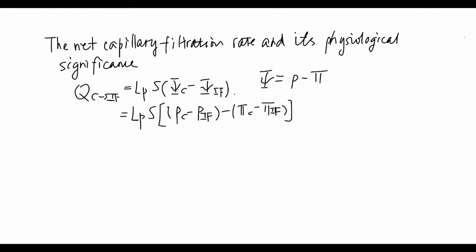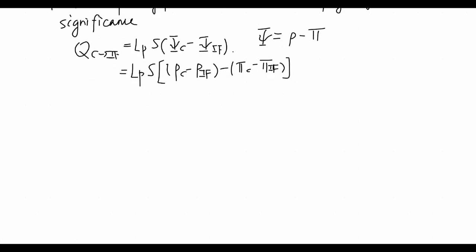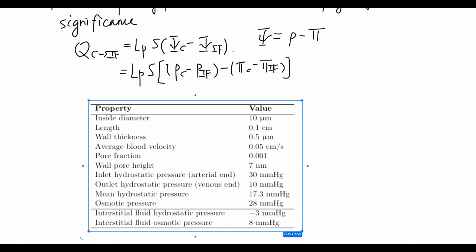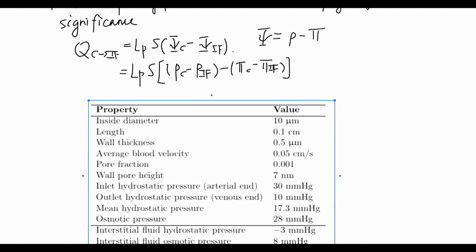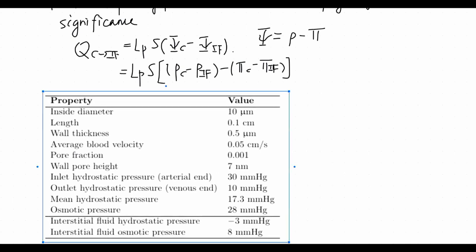Okay. Now let's look at some data about a typical capillary. We are going to directly use the real data to figure out the direction of the filtration. So what I'm putting here is a table showing the numbers or properties of capillary. So everything here is about capillary.